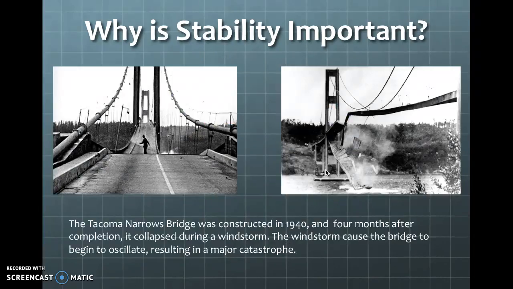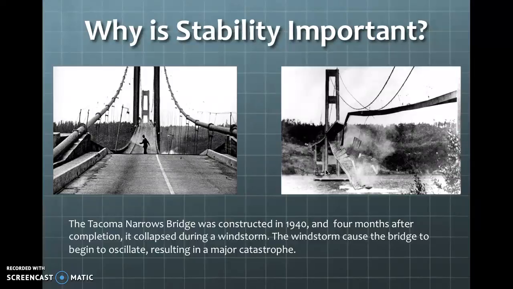Before we dive into stability, I want to start off by talking about why stability is important and examples of the negative consequences that occur when stability fails. In 1940, the Tacoma Narrows Bridge was constructed, but as you can see from the photos, 4 short months later the bridge collapsed in a windstorm.